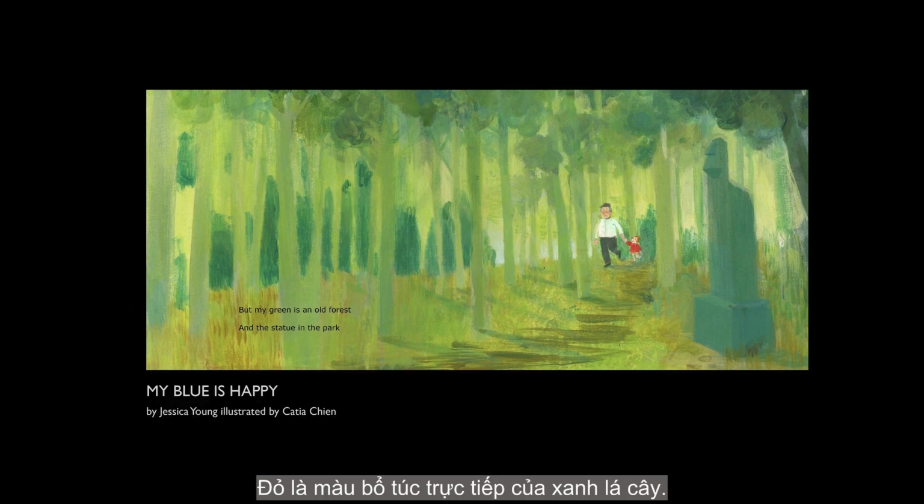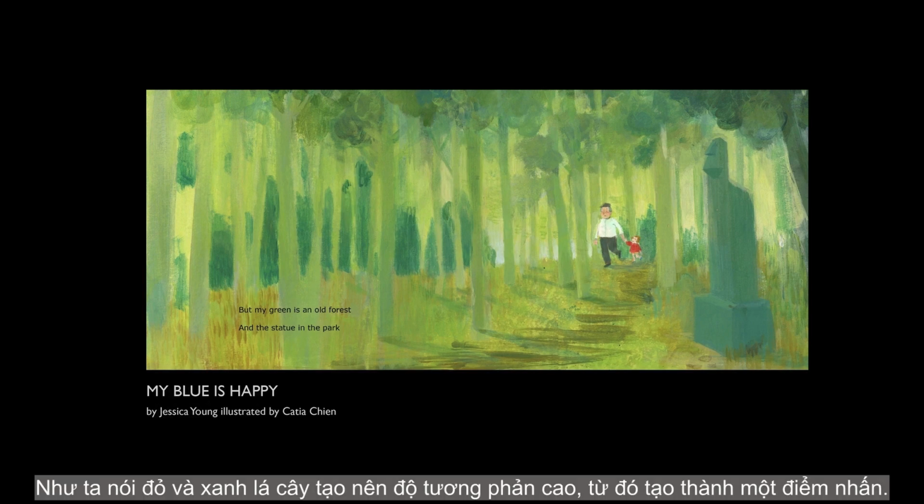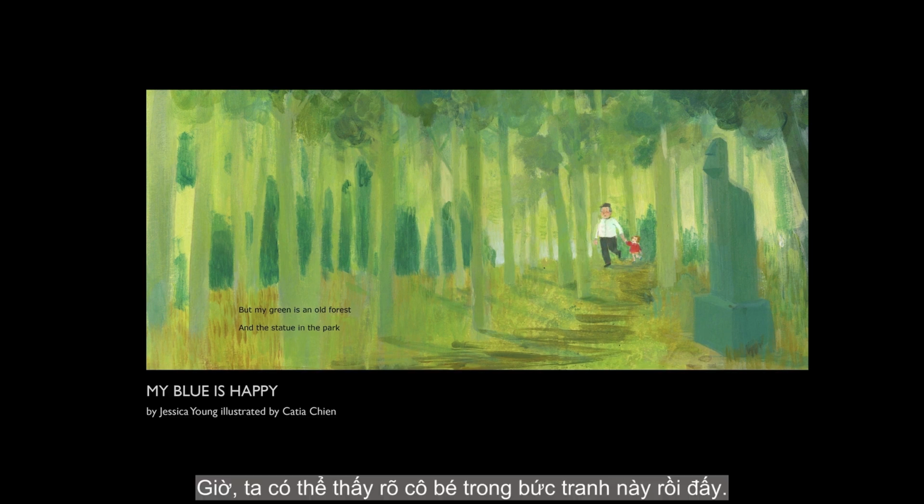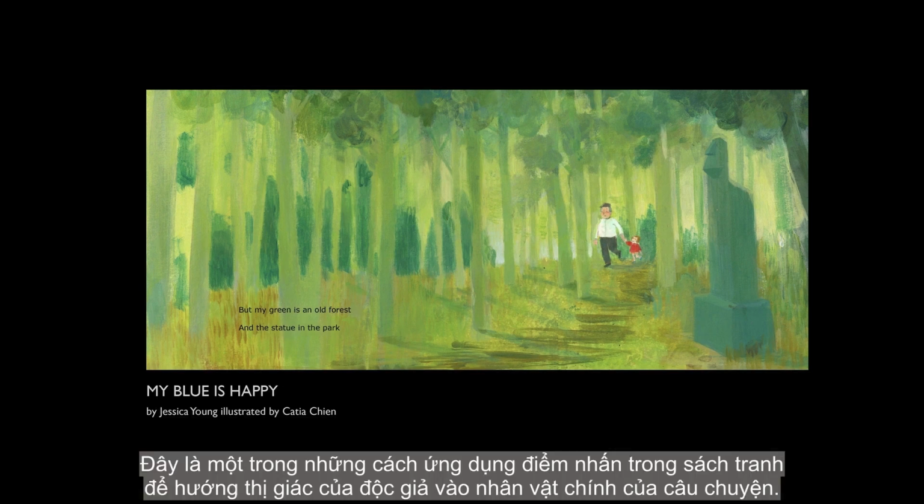Red is complementary to green. The red against the green creates a high contrast, which then creates a focal point. Now we can see the little girl in the painting really well. This is one of the ways that focal point is used in picture books to place the reader's eye on the main character of a story.